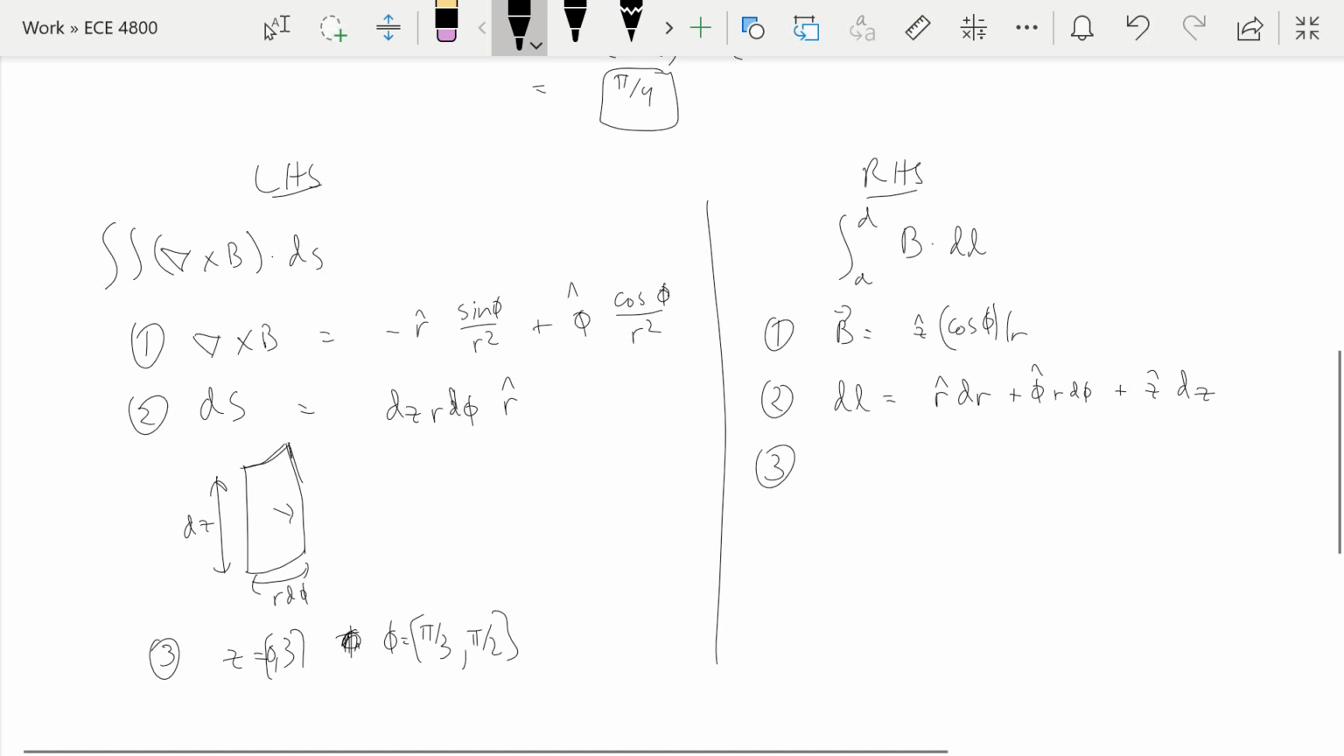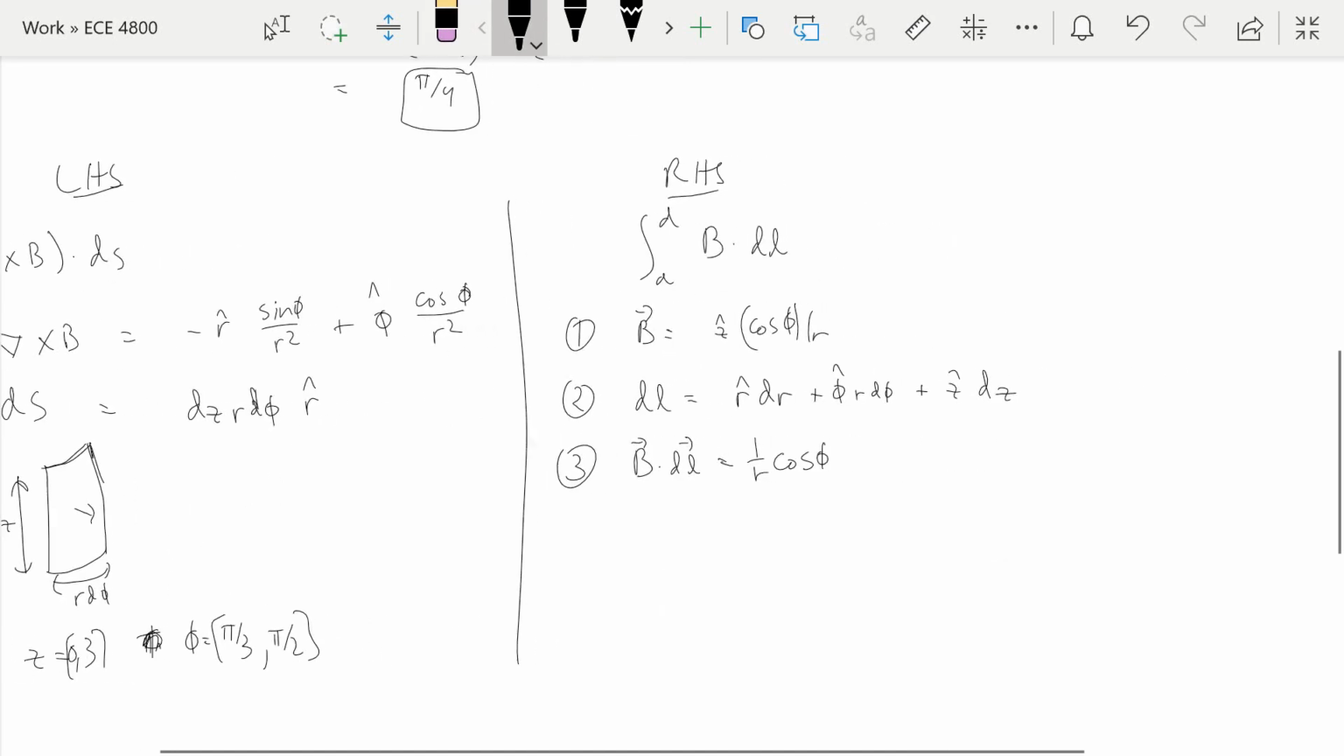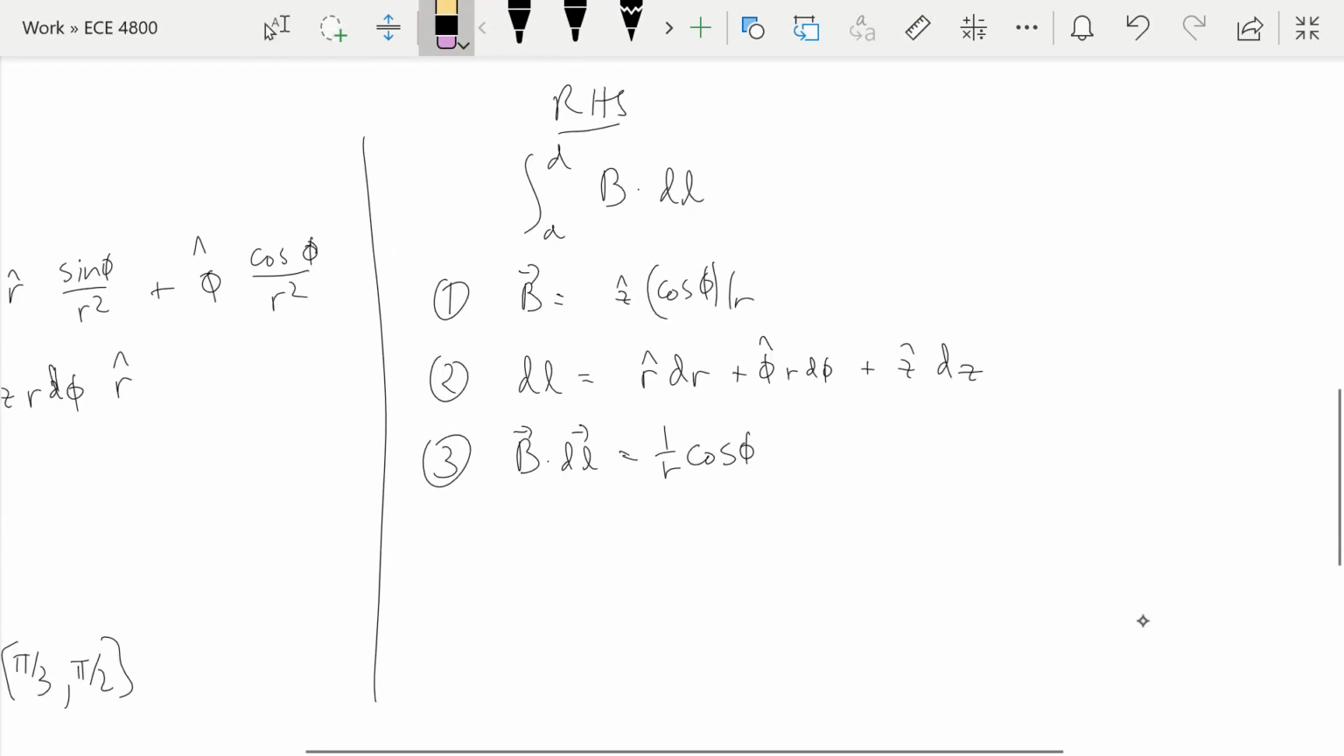The third step, what is B dot dl? We take the dot product of these two together, and of course the r hat and phi hat components don't exist in B, so you're only left with the z component. So you're left with cosine of phi times 1 over r times dz.